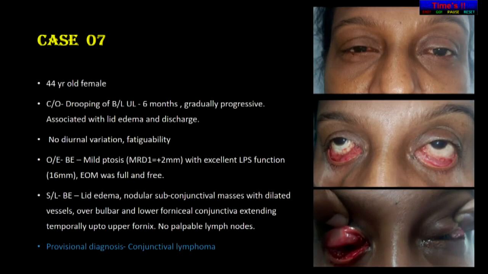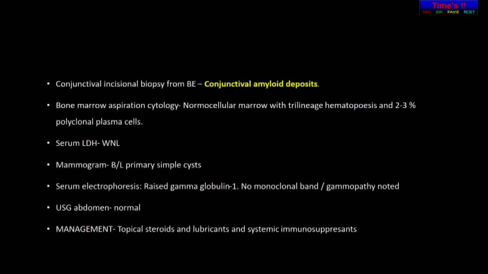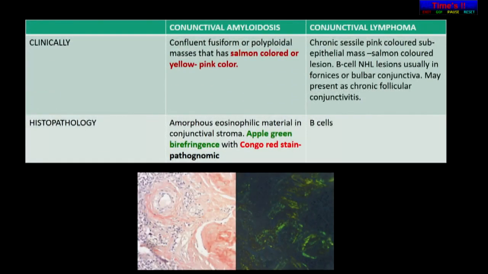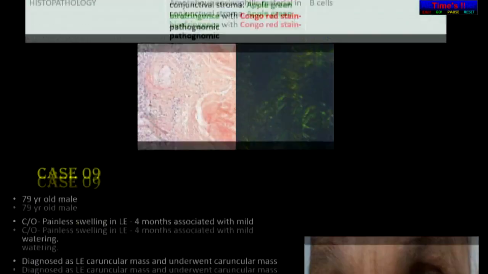This is a patient who came with bilateral ptosis with nodules in the conjunctiva, and she had mild lid edema with conjunctival masses, and she was diagnosed as conjunctival lymphoma, but biopsy showed amyloidosis. And similarly, another case who came with unilateral ptosis also had amyloidosis, and this can only be diagnosed by doing a HPE, where by staining with Congo red stain, you can see an apple green birefringence in the cells.